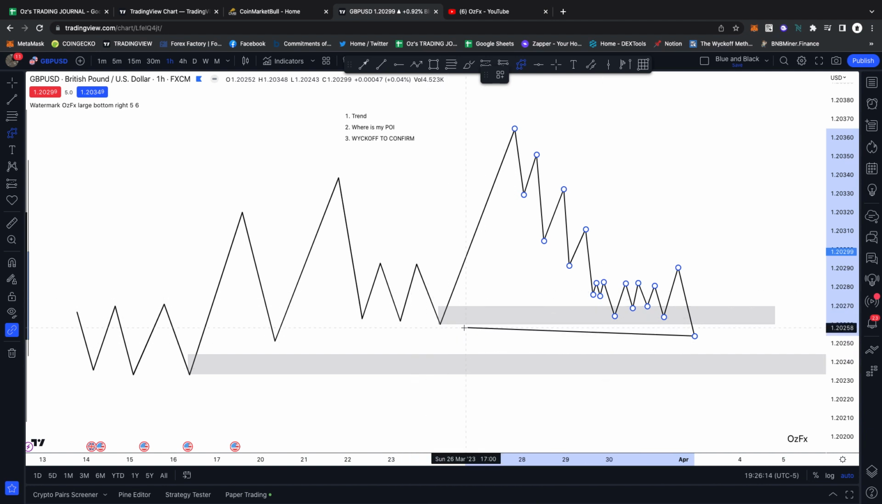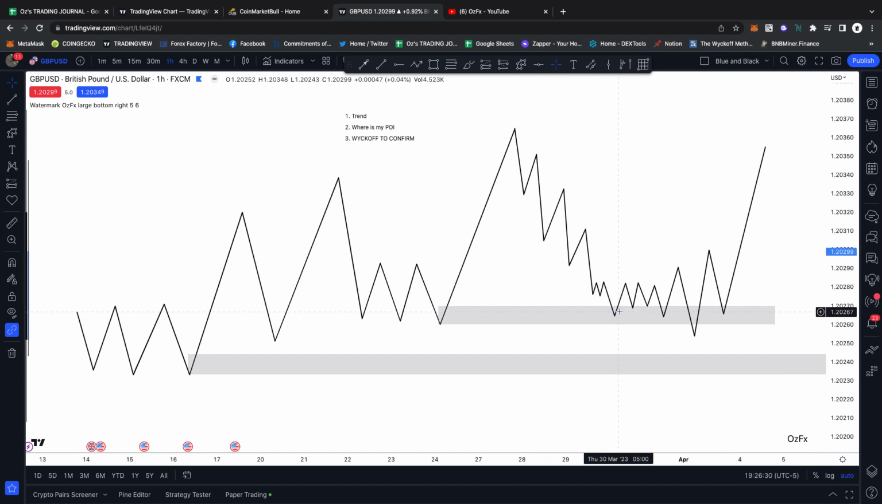And that's why you don't want to just set your order right here, because this can happen. It's going to shake out early buyers, okay? So your spring happens right here, and then you clear the schematic again, and then your entry would be right here, and then off to the races. That's a Wyckoff schematic right there.